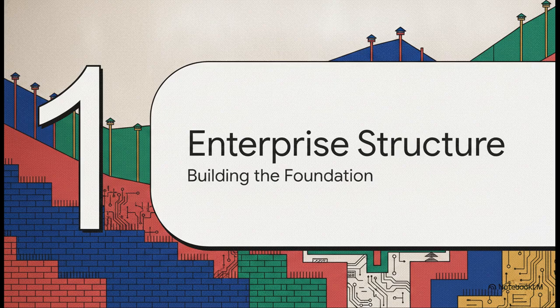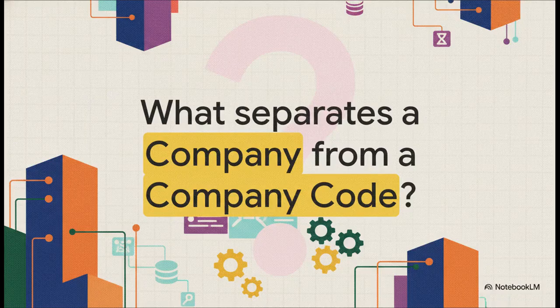Let's jump right in. Section 1, enterprise structure, building the foundation. If you walk into an SAP FICO interview, I can almost guarantee they're going to test your understanding of SAP's highest organizational levels right out of the gate. It's a total classic trap. Why? Because in everyday business lingo, company and company code basically mean the exact same thing. But in SAP, they are entirely different beasts. So what is the exact difference between a company and a company code, and which T-codes actually define them?